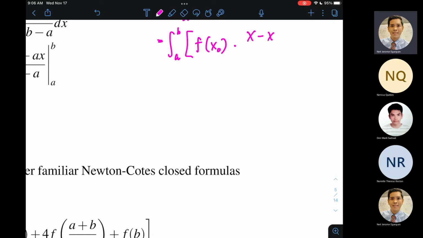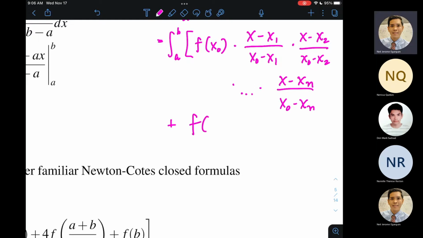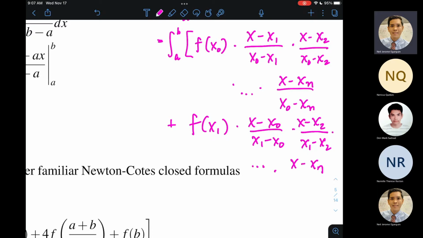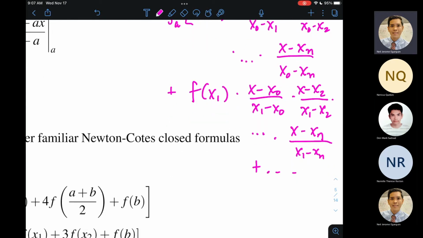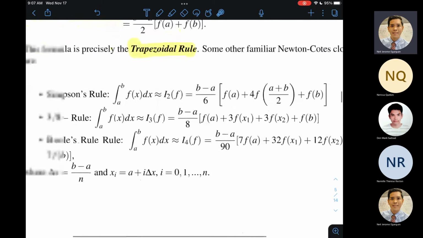So pwede siya maging (x minus x1)/(x0 minus x1) times (x minus x2)/(x0 minus x2) times hanggang makarating ka sa (x minus xn)/(x0 minus xn) plus f of x1 times (x minus x0)/(x1 minus x0) times (x minus x2)/(x1 minus x2) until makarating ka sa (x minus xn)/(x1 minus xn) and so on. Mas dadami lang ng dadami yung terms na kailangan nating integrate with respect to x. But we don't have to worry about that kasi guaranteed tayo na bawat isa dito ang mga polynomials lang din naman. Okay?